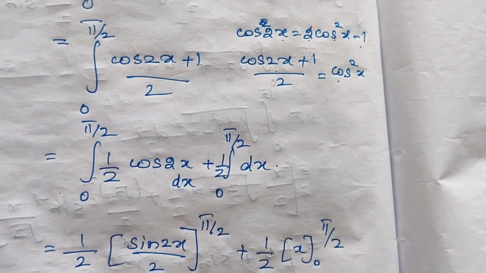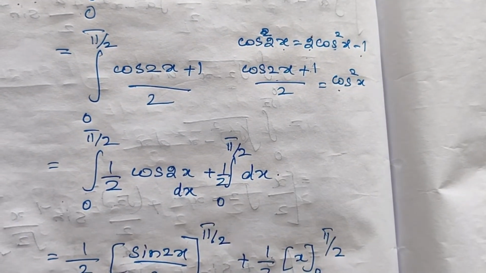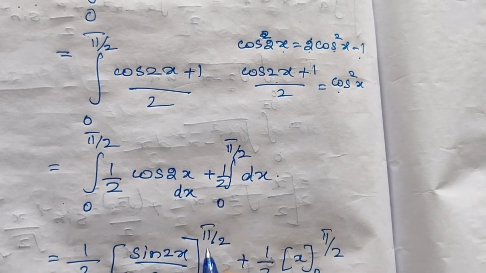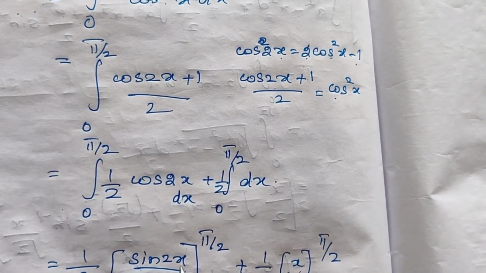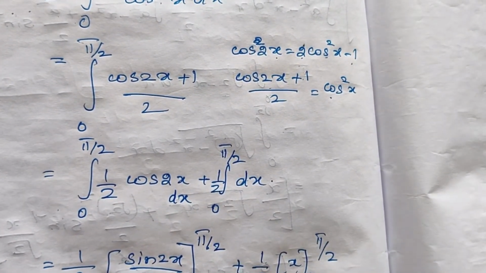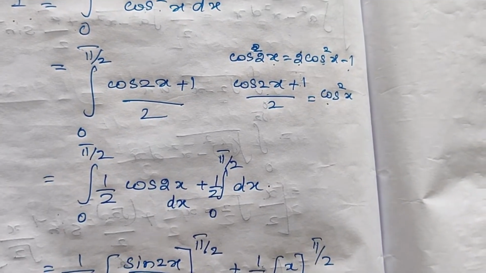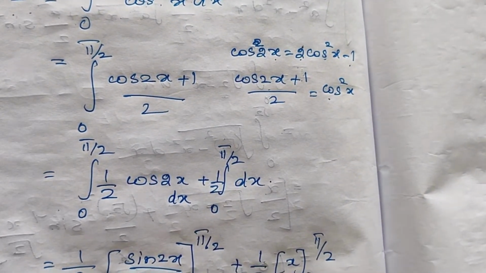So here 1 by 4, I take it as outside. That is equal to sin 2x, sin 2 into pi by 2. So cancel, what you get is sin pi, minus sin 2 into 0, that is 0, minus sin 0.